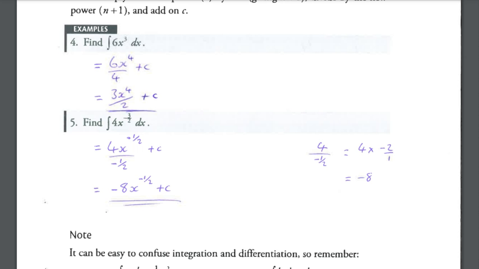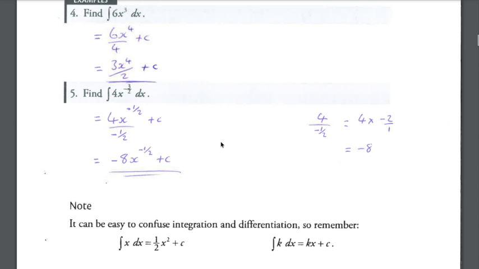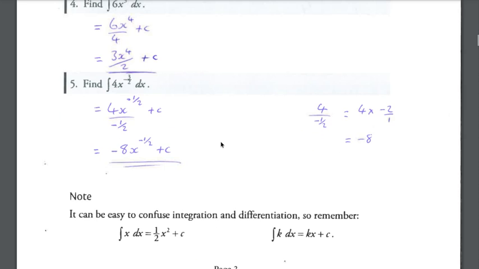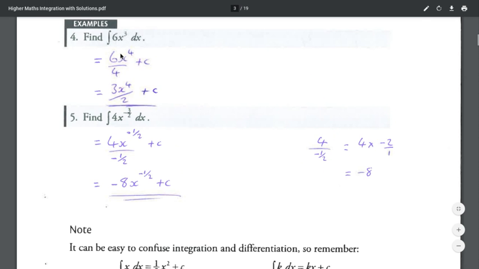Quick reminder, what is integration? Integration undoes differentiation. Why would we integrate? We'd normally integrate to find the area between a curve and the x-axis for given values of x. Again, we'll look at that later on, but that is the normal reason why we integrate in Higher Maths. So we'll look at questions 1 to 4 in lesson 1A. This is lesson 1B, so we're going to look at questions 5, 6, and 7.